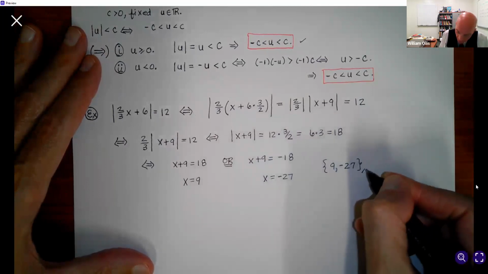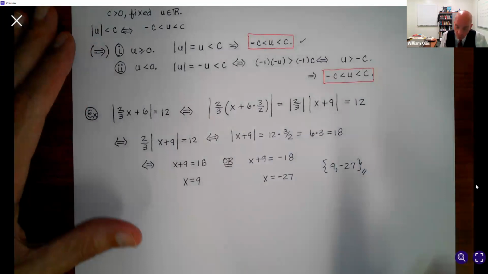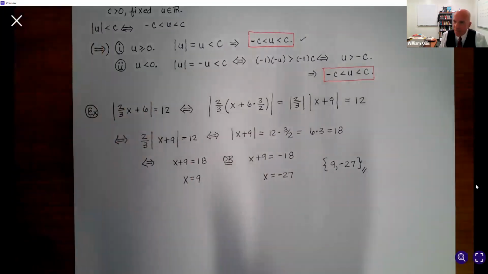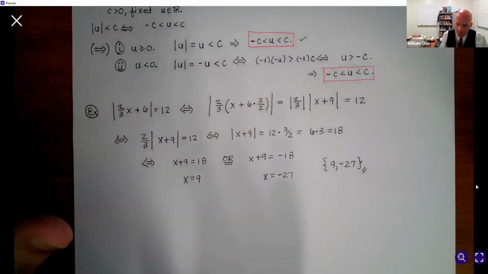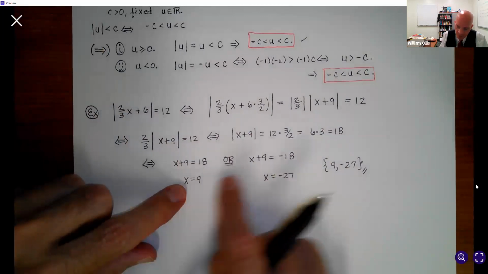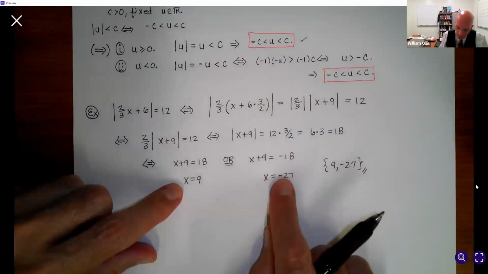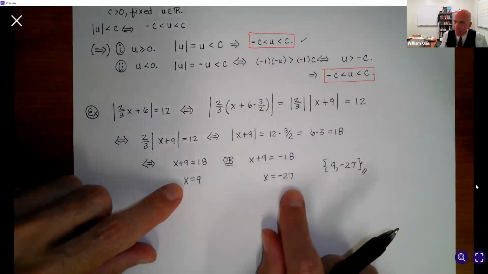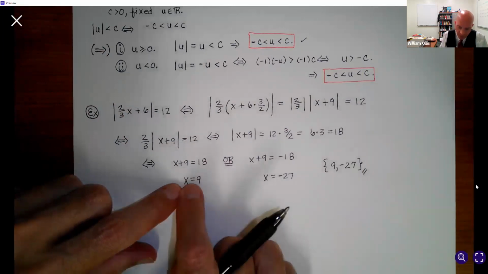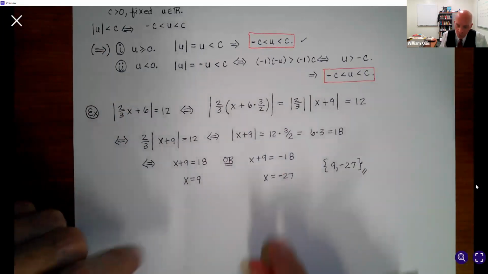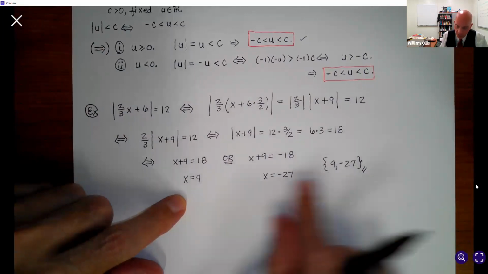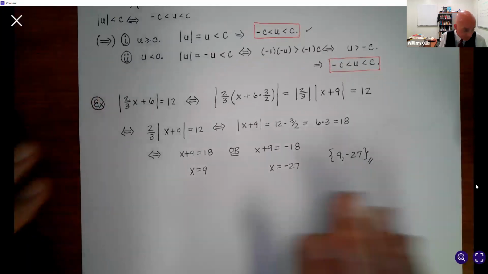Now, here's the thing. When we apply these theorems, we don't really have to go back and check, because this is a direct use of a theorem. Each of these equations that we have here, we can either solve them or we can't. If you don't get a solution, then okay, there's nothing to add for that case. We get one here, then we're done. So what we found is in both cases, we have a legitimate solution. And so our solution set would include 9 and negative 27.